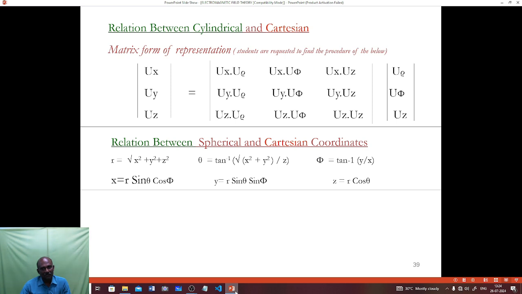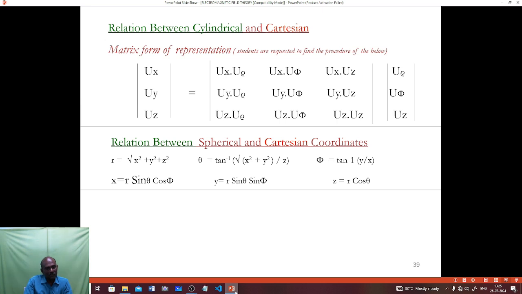It's a general formula for finding the Cartesian vectors ux, uy, uz from the cylindrical known vectors u rho, u phi and uz. Next, the relation between spherical and Cartesian coordinates. So R is a spherical point. We can find R by using the Cartesian parameters x, y, z.